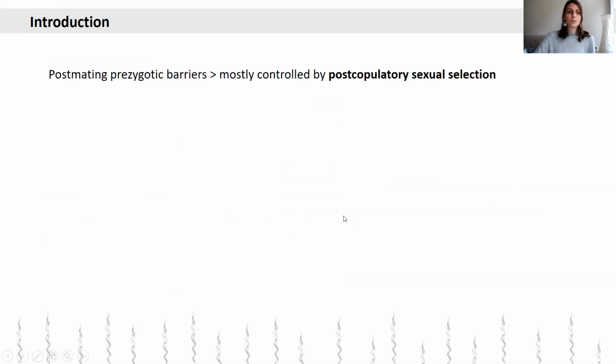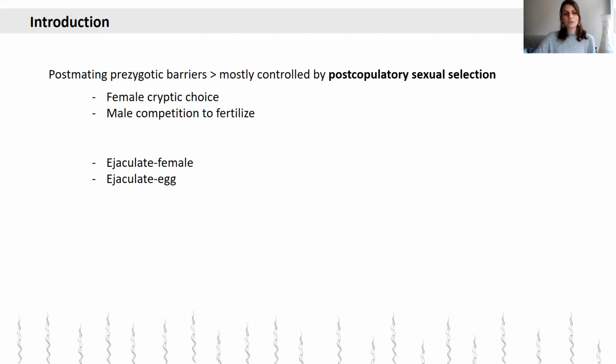And we know that these post-mating prezygotic barriers are mostly controlled by post-copulatory sexual selection, and they are mainly caused by female cryptic choice or male competition to fertilize the female. And these two main things are driven by ejaculate-female or ejaculate-egg interaction. And this interaction, if it is really species specific, can reduce interspecific fertilization.